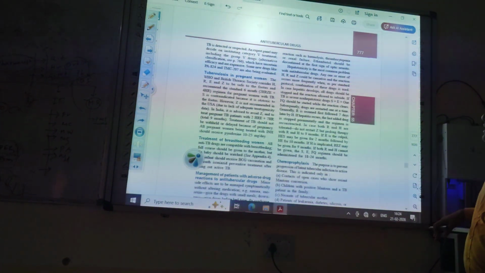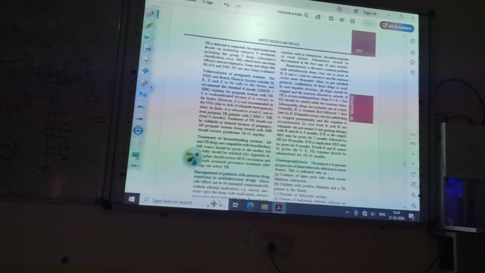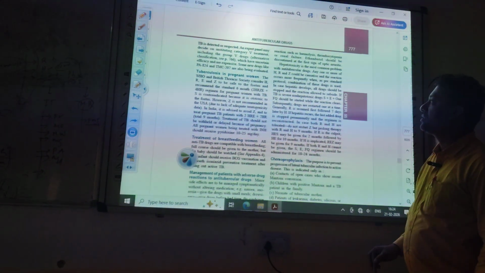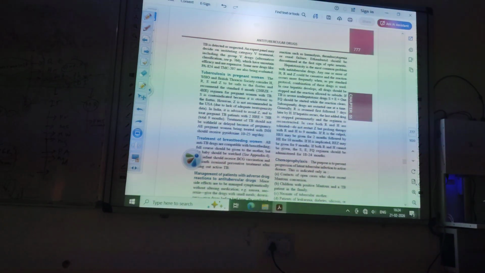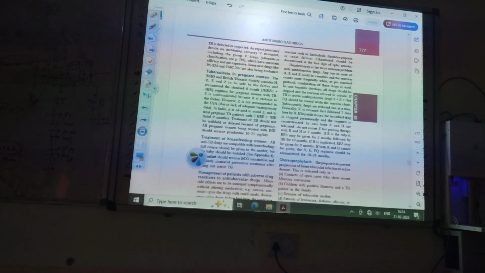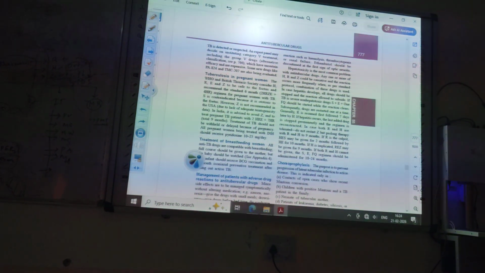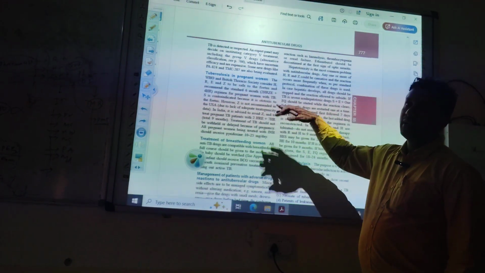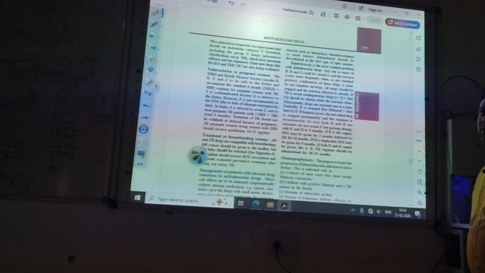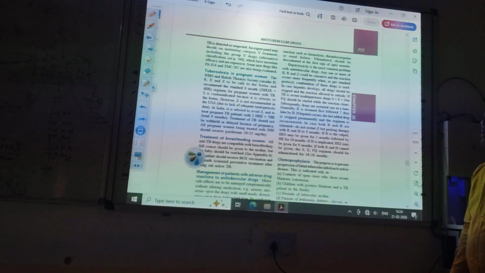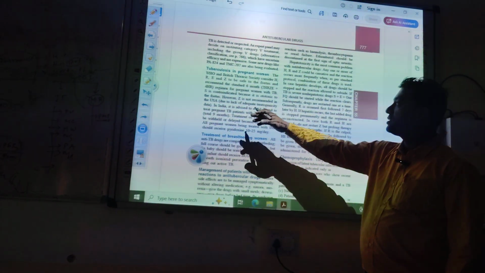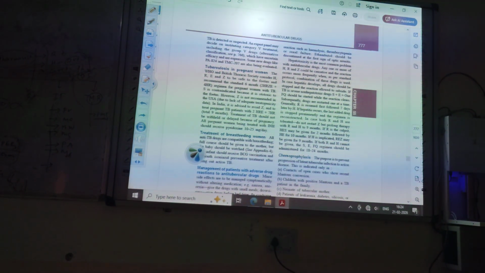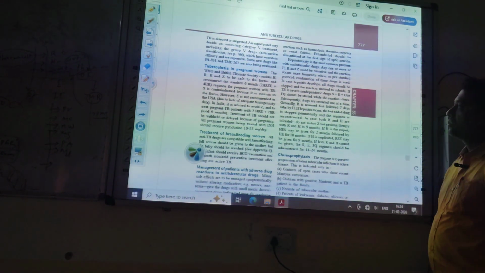Tuberculosis in pregnant women: HREZ is safe to the fetus and the standard 6 month regimen is recommended. In regimen for pregnant women with TB, S is contraindicated because it is ototoxic to the fetus. In case of pregnant women, S has to be discontinued because S has an ototoxic effect. Oto means toxicity to the ear of the fetus.